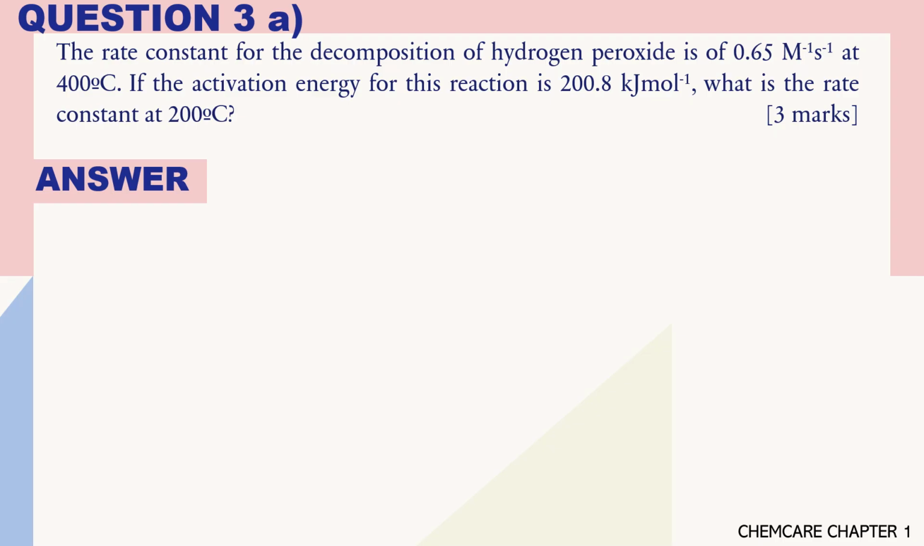Question number 3a. The rate constant for the decomposition of hydrogen peroxide is 0.65 M^-1 s^-1 at 400 degrees Celsius. If the activation energy for this reaction is 200.8 kilojoule per mole, what is the rate constant at 200 degrees Celsius? So the question gives us the k, and also we have the T1 and Ea. So now we need to find the k2 at a different temperature.